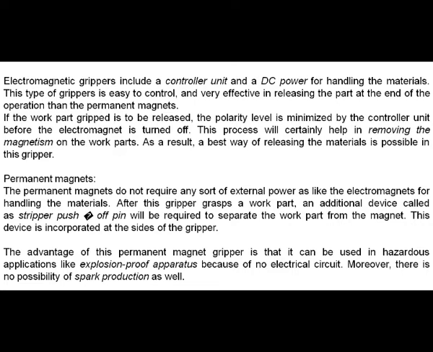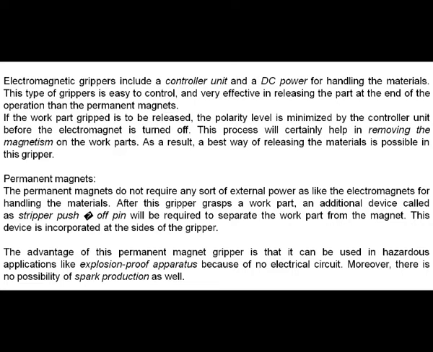If the gripped work part is to be released, the polarity level is minimized by the controller unit before the electromagnet is turned off. This process will certainly help in removing the magnetism on the work parts. As a result, the best way of releasing the materials is possible in this gripper. Permanent magnet grippers require a stripper pin to separate the work part from the magnet.